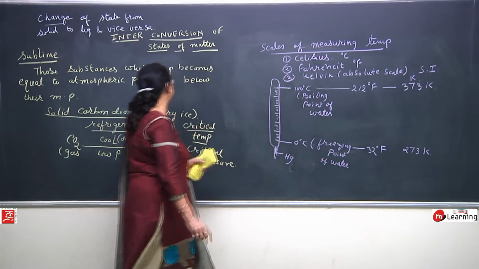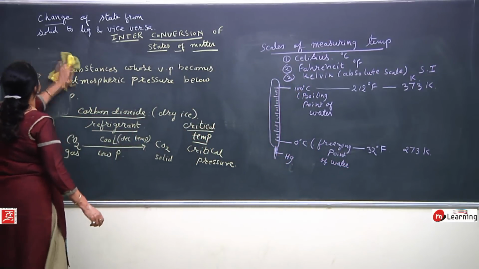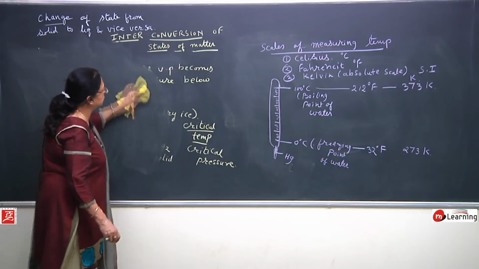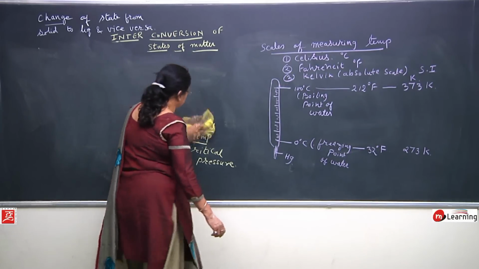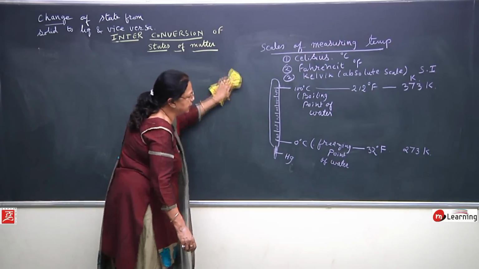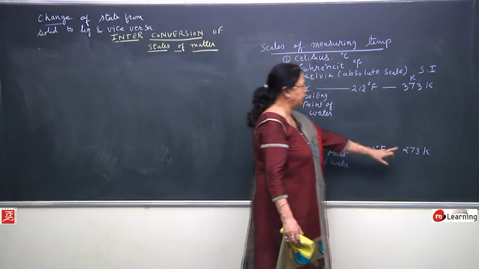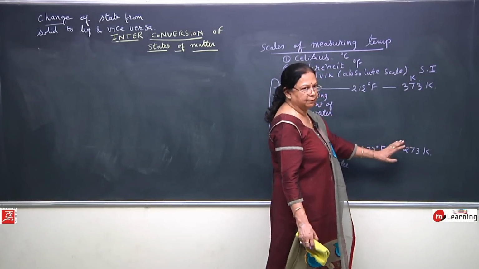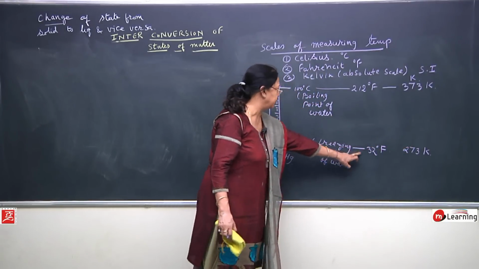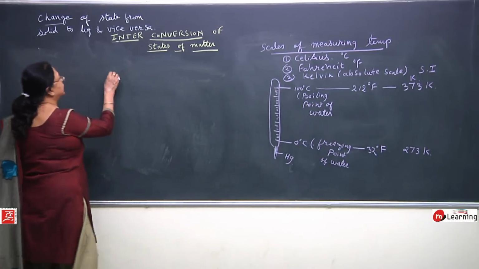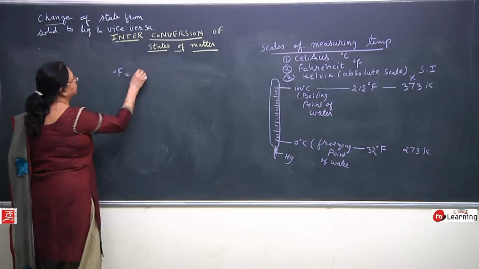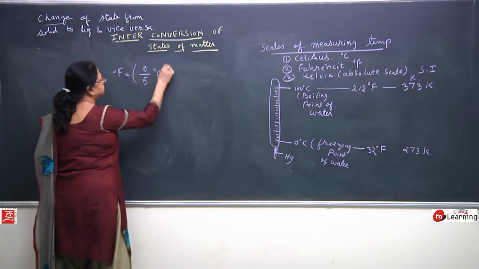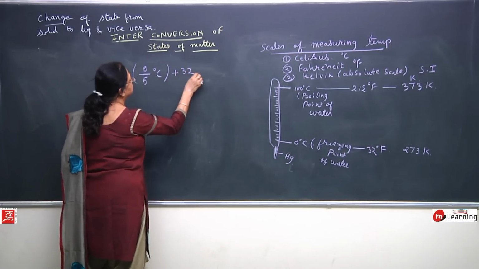Now, you can convert Celsius into Fahrenheit and also Celsius into Kelvin. If you want to change Celsius into Kelvin, then directly you will have to add 273, then you will get it in Kelvin. But for changing this into Fahrenheit, whatever degree Fahrenheit is given, that will be equal to 9/5 degree Celsius plus 32.